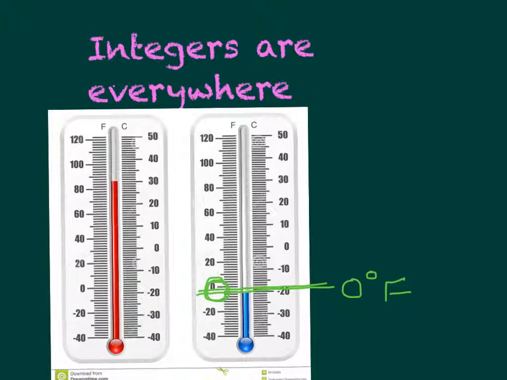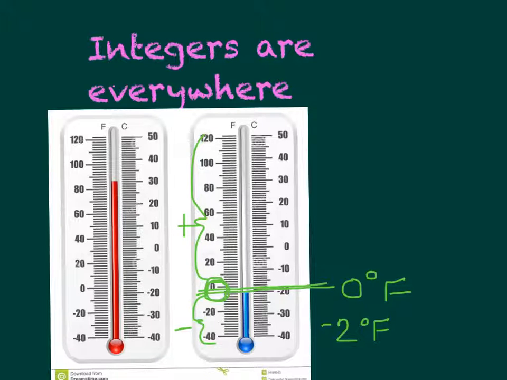Okay, so remember that 0 degrees is going to divide my thermometer into two different types of numbers. I'm going to have my positive numbers up here, and I'm going to have my negative numbers below the 0. So a thermometer is going to show negative numbers as well as positive numbers. On this particular thermometer, we can see that the temperature appears to be about -2 degrees Fahrenheit.